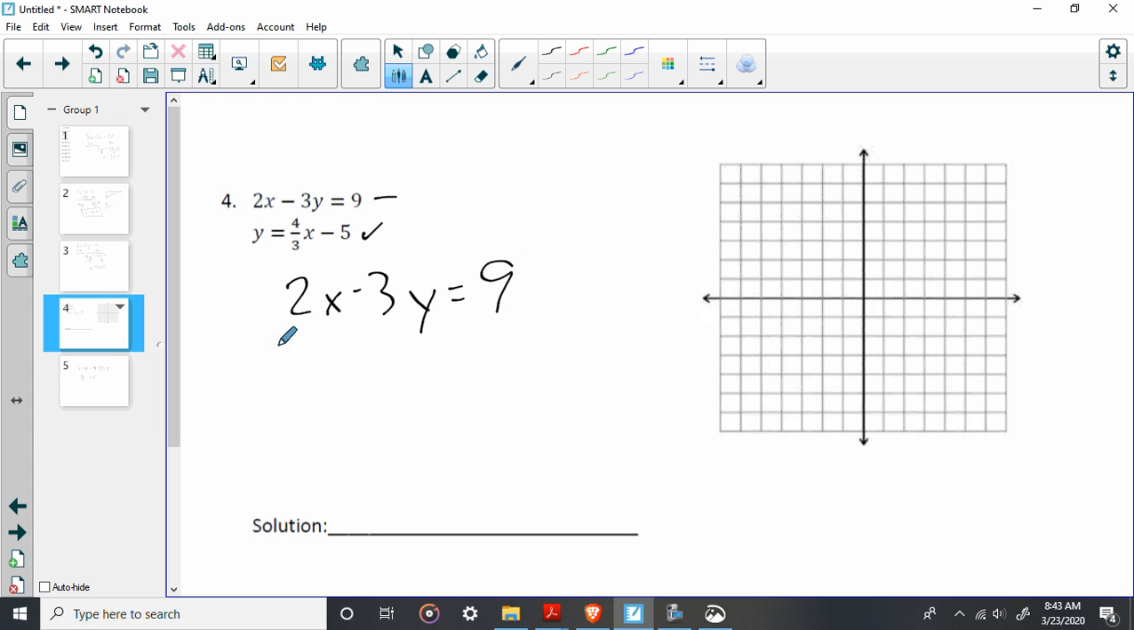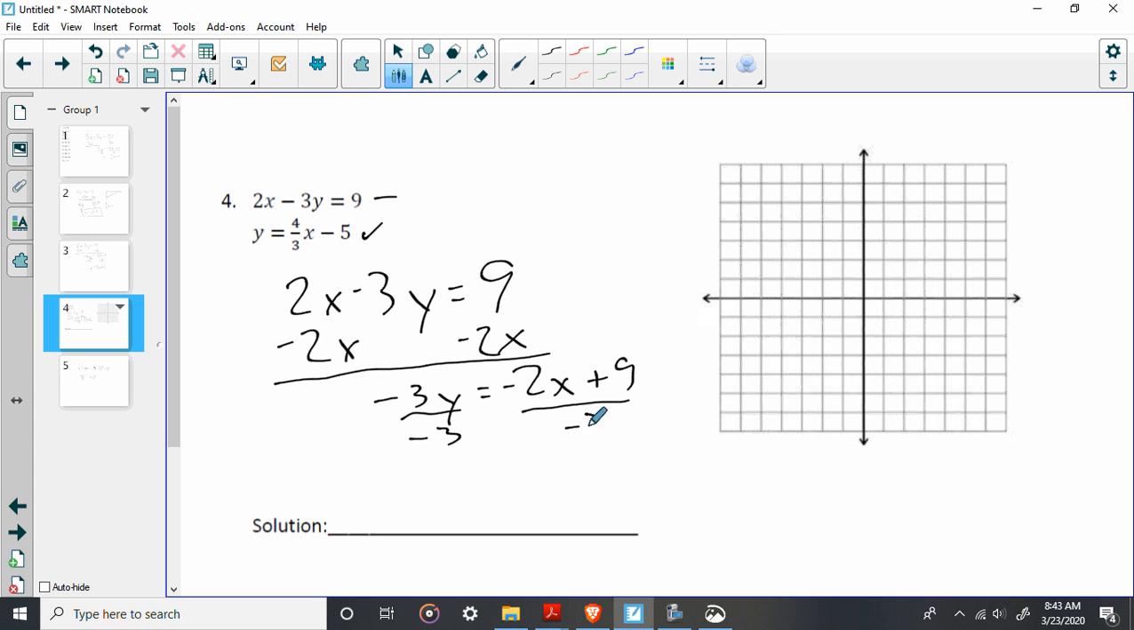So what are we going to do? Let's subtract 2x from both sides. Again, trying to isolate y. We have negative 3y is equal to negative 2x plus 9. Again, we divide by negative 3. Just watch your signs. A negative divided by a negative is equal to a positive. So these kind of cancel out. So we have 2/3 x. 9 divided by negative 3 is going to be negative 3.